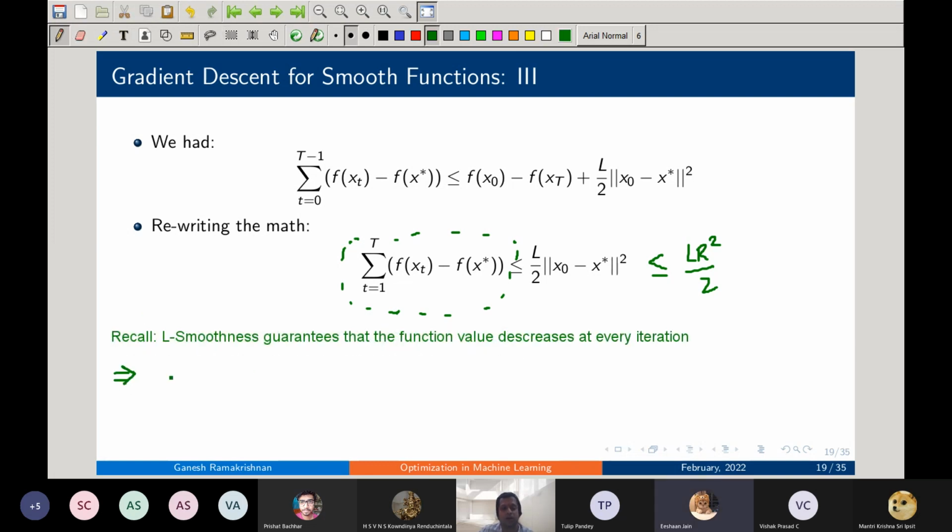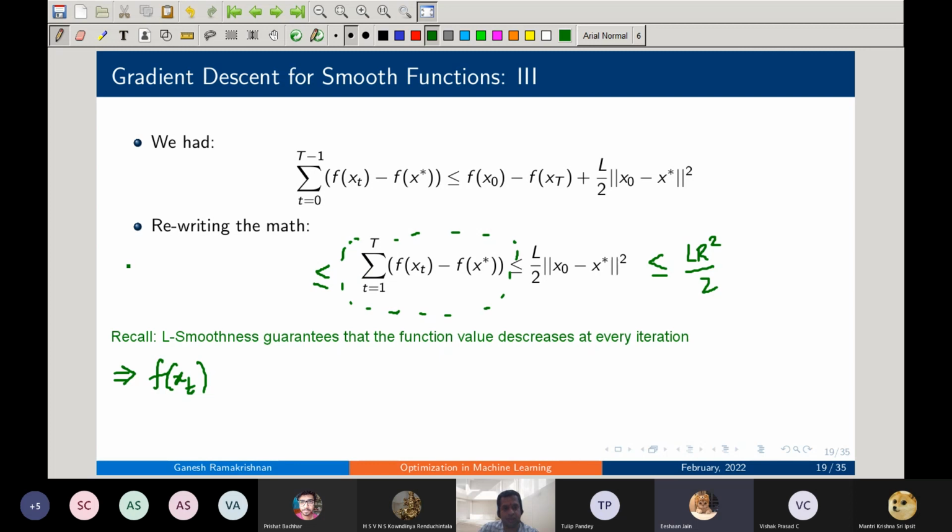So each f of xt is greater than or equal to f of x capital T. But what happens to f of xt minus f of x star? F of x star is anyway a constant. So f of xt is greater than or equal to f of x capital T, so even if you subtract both, the inequality holds. Then if we sum that, the RHS will become T times f of xT minus f of x star. Okay, so can I say this is greater than or equal to?